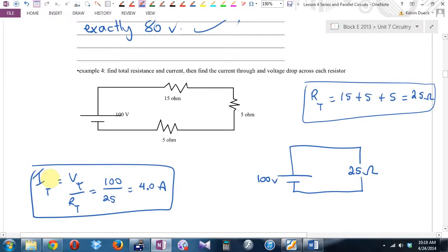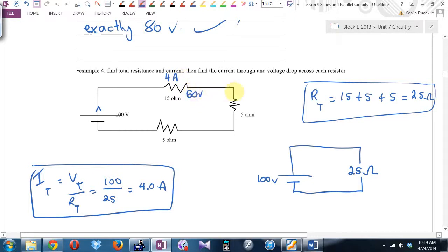Who's up for some skiing? Let's leave the chairlift. How many amps are leaving the chairlift? 4 amps. Let's keep going. How many amps go down this first hill? How many volts is this first hill? How high is this first hill? How many volts do we lose going through this first resistor?